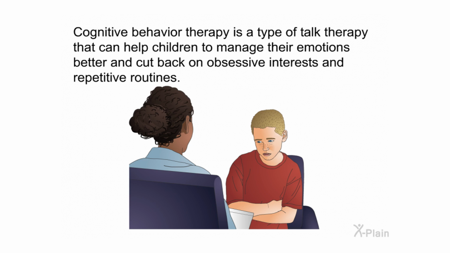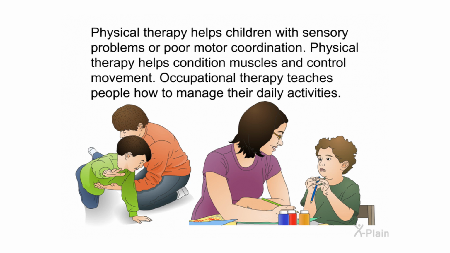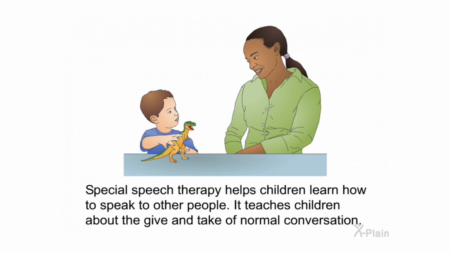Cognitive behavior therapy is a type of talk therapy that can help children to manage their emotions better and cut back on obsessive interests and repetitive routines. Physical therapy helps children with sensory problems or poor motor coordination. Physical therapy helps condition muscles and control movement. Occupational therapy teaches people how to manage their daily activities. Special speech therapy helps children learn how to speak to other people. It teaches children about the give and take of normal conversation.